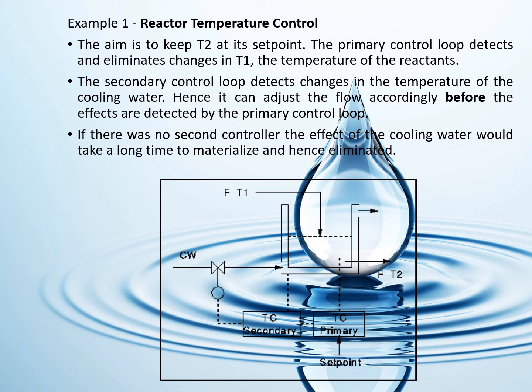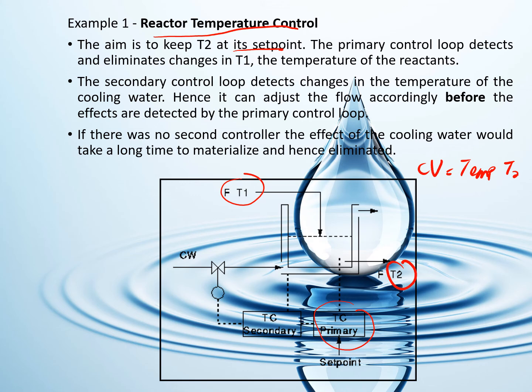Okay, now I move to the case study for the cascade control. The application is on the reactor temperature control. The main objective of this controller is to keep temperature T2 here at its set point. So the CV here is temperature T2. The function of this primary temperature control is to detect and eliminate any changes in T1.